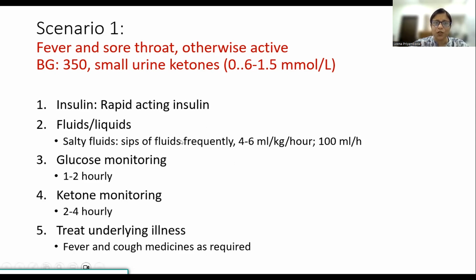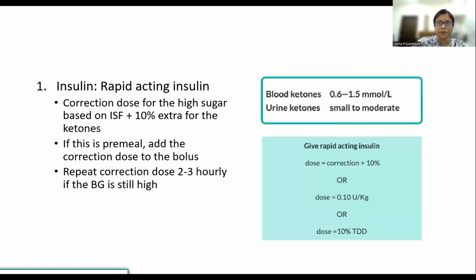Fluids: salty fluids, sips of fluids frequently, 4 to 6 ml per kg per hour. Glucose monitoring 1 to 2 to 3 hourly based on the condition. Ketone monitoring 2 to 4 hourly. If you are monitoring blood ketones, you can monitor more frequently. If it is urine ketones you're monitoring, you can monitor less frequently because urine ketones don't change so fast, if the child is appearing well. And treat the underlying illness.